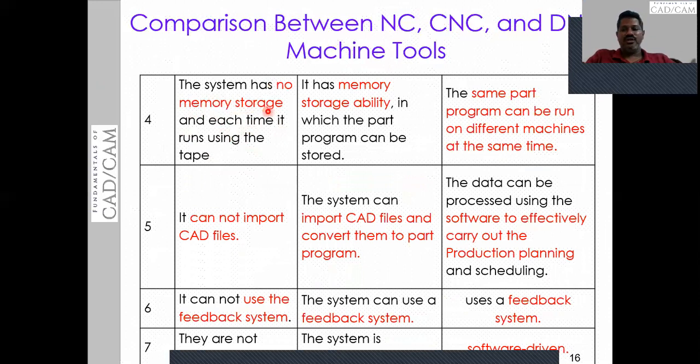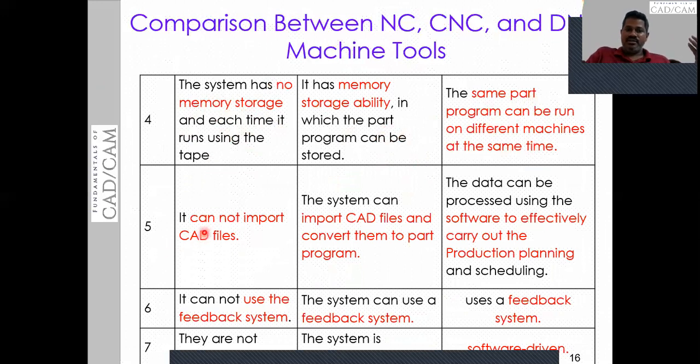You cannot store a number of programs at that location. The storage is how many punched cards and how many tapes you can produce; that is only the memory. But in the case of CNC, we have a computer where you can store some programs. But when it comes to DNC, DNC has a huge memory where all the programs can be stored, a huge amount of data, a huge number of programs.